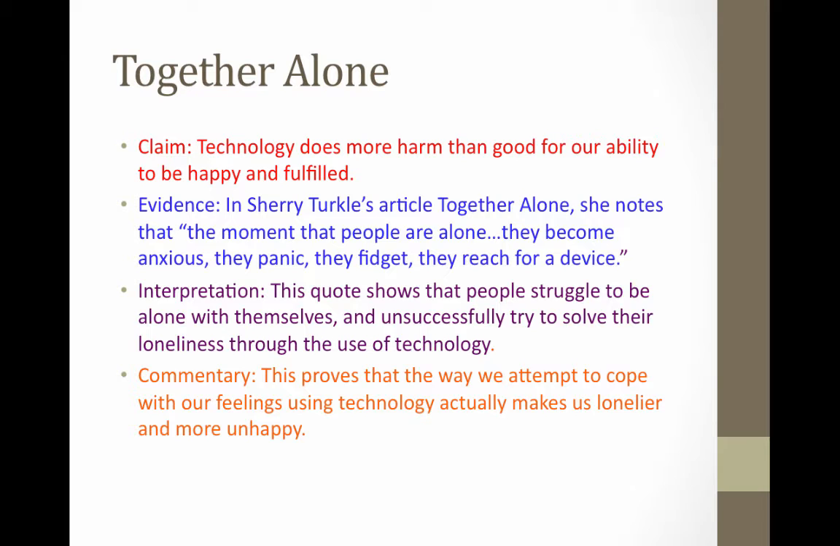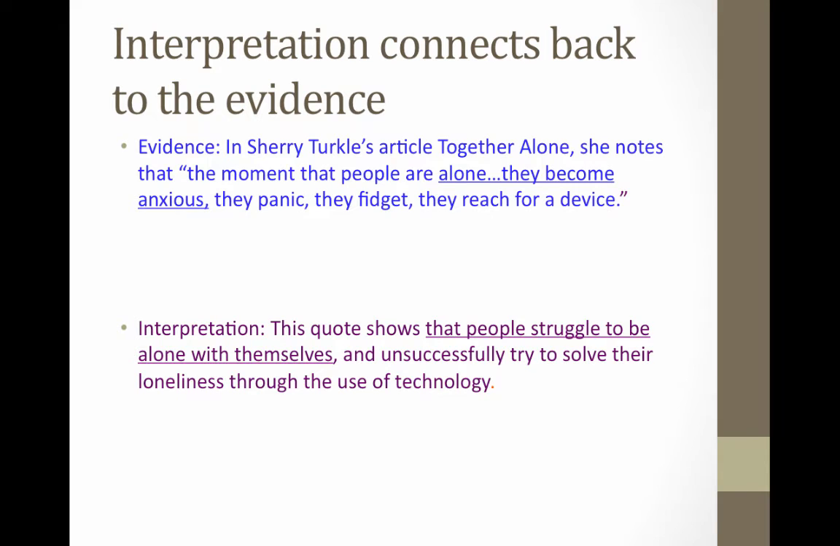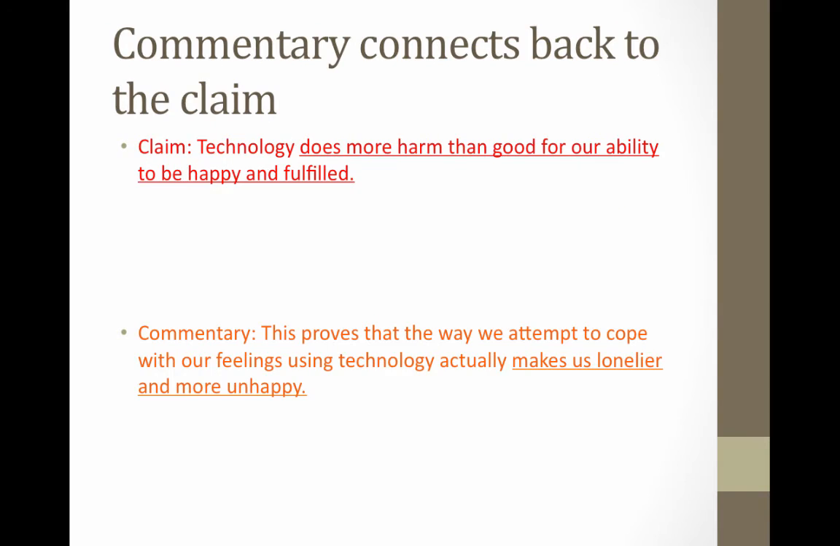So again, analysis has two parts, interpretation and commentary. A reminder that interpretation connects back to the evidence. Okay, so if you notice the underlined part in the evidence, people are alone, they become anxious. My interpretation of that is underlined here. People are struggling to be alone with themselves. So I'm explaining what I think she means by saying that people become anxious without their phones or when they're by themselves, as people are struggling to be alone with themselves. So again, you're paraphrasing what you see in the evidence.